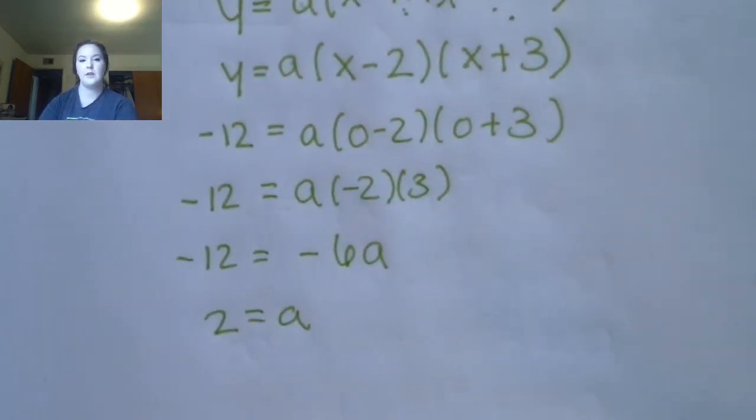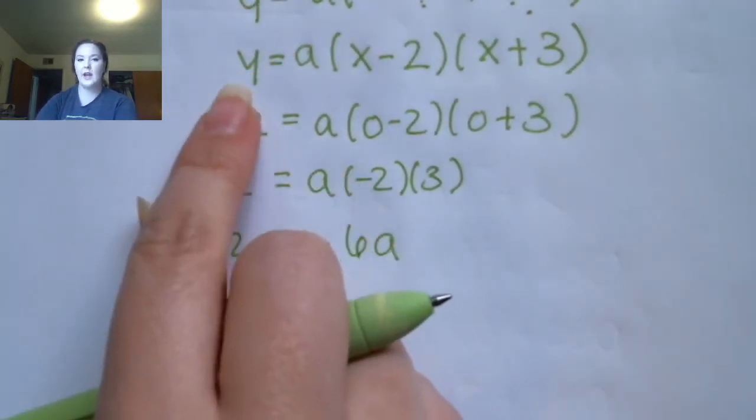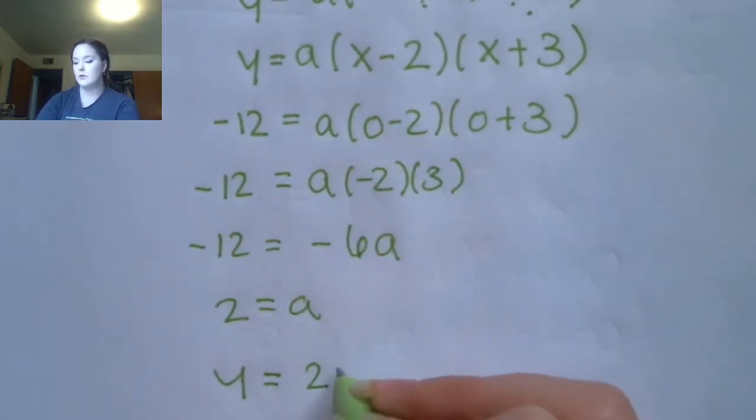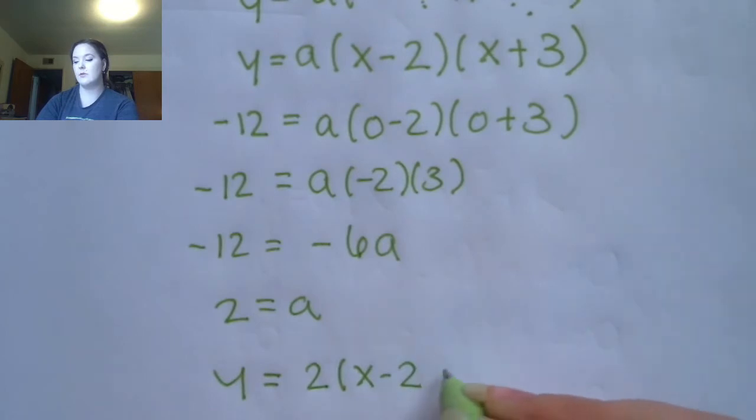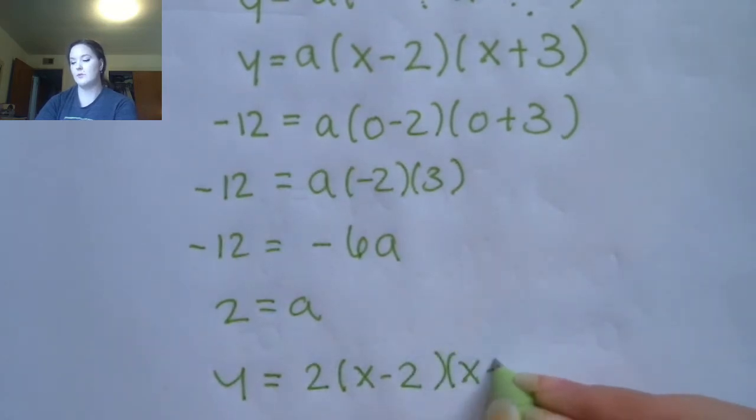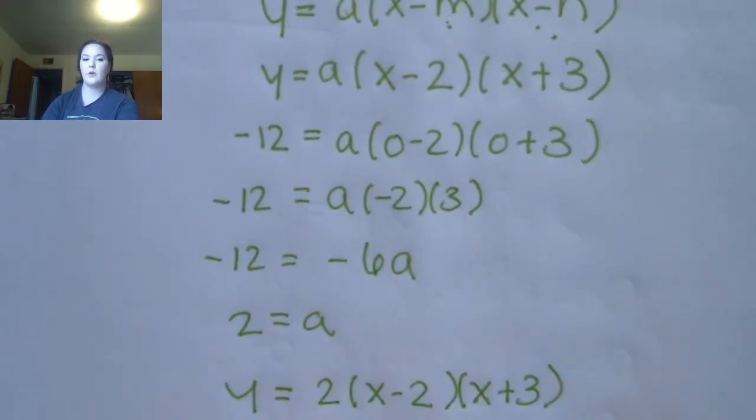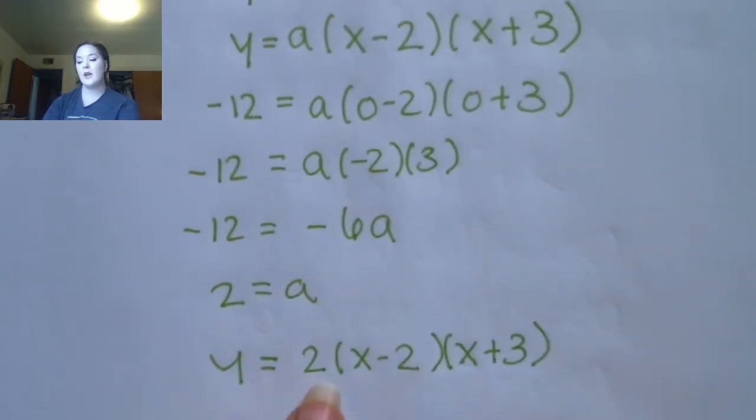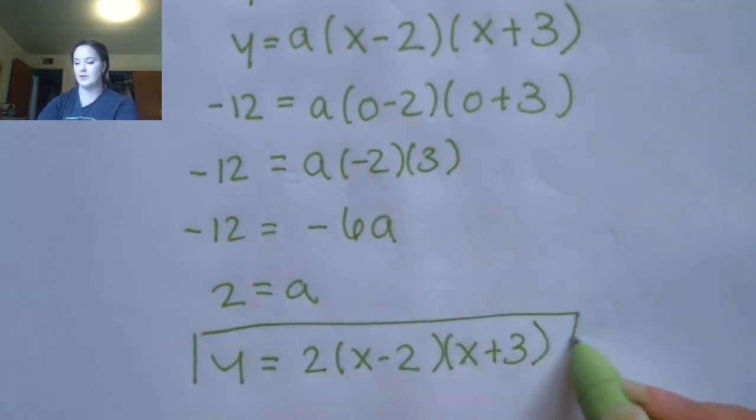Now that I have my value of a, I can plug it into this equation. So I have 2 times (x minus 2) times (x plus 3). One factor corresponds to each x-intercept, and I use my extra point to find the value for a. So this would be my final answer.